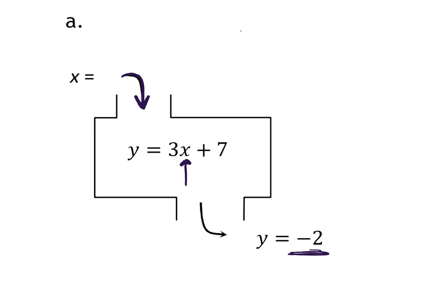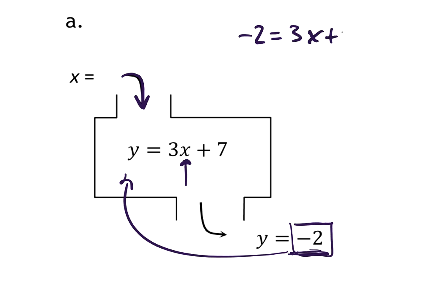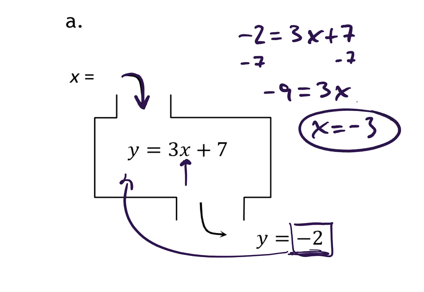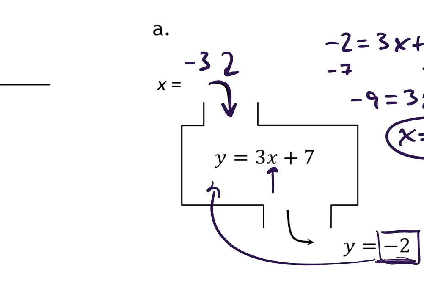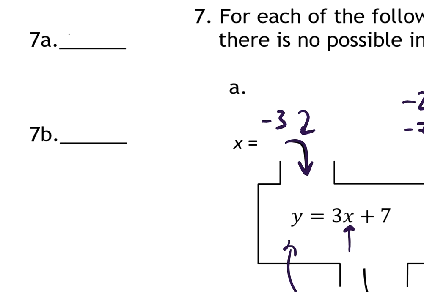Well, to solve that, I could just substitute this y value, negative 2, in for y right here. So I could write negative 2 is equal to 3x plus 7. If I subtract 7 from both sides, 7, 8, 9, I get a negative 9 is equal to 3x. And if I divide both sides by 3, I get that x has to equal a negative 3. So the value when x is negative 3, when that's fed into this function, negative 2 is my output. I said negative 3.